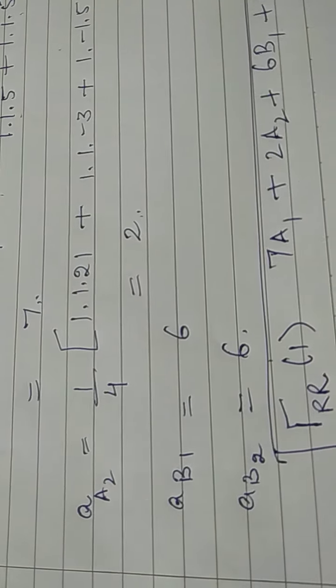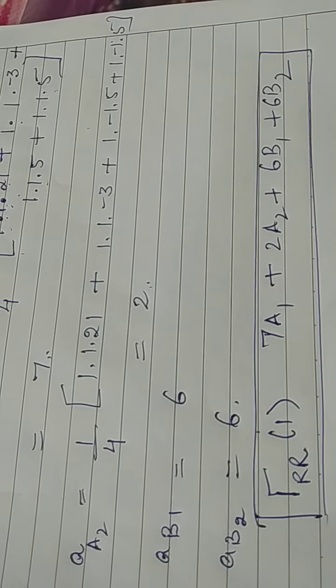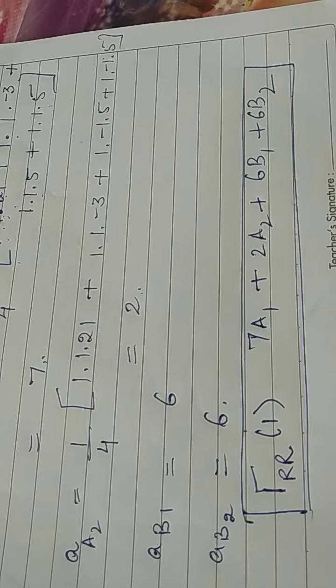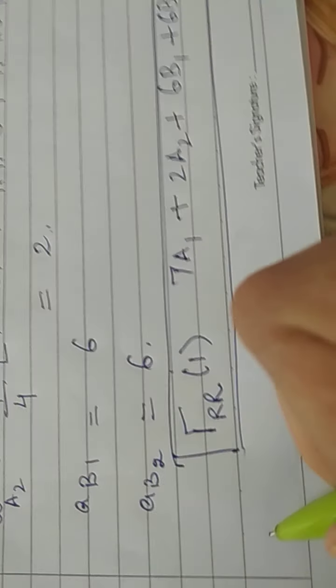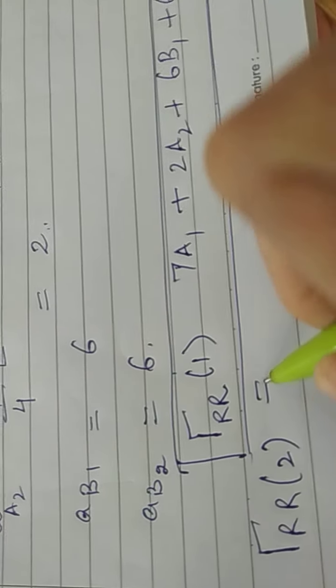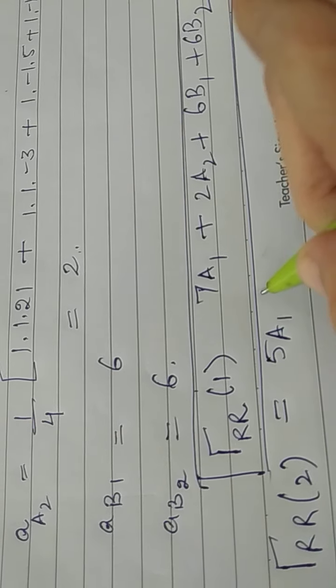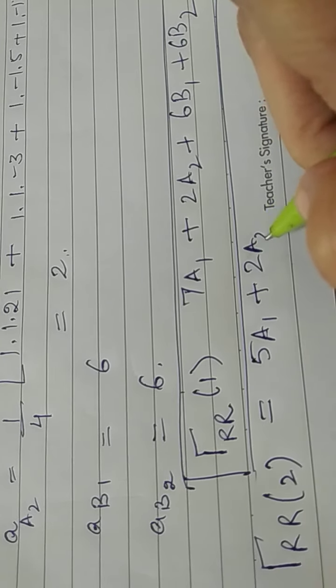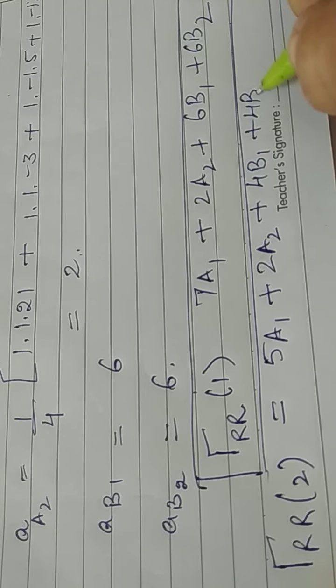I hope all of you are getting this. If you are not getting this, ask me your doubts during the class. Similarly, we can do the calculation for the second one. I am not solving it, just check your answer. You should get 5A1 plus 2A2 plus 4B1 plus 4B2.